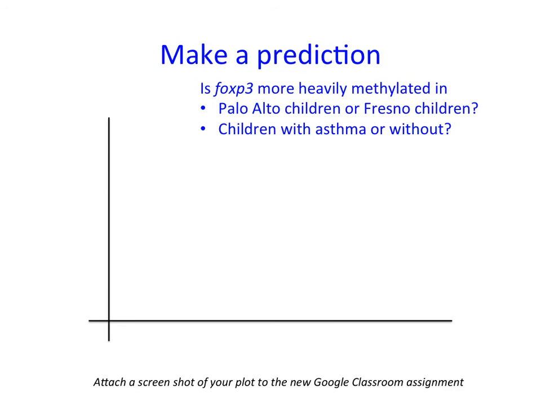So on the next slide, I've got a blank graph here. So I'd like you to draw what you predict. This is all anonymous. I'd like you to draw what you predict this plot will look like when we look at FOXP3 methylation levels. Okay, so really quickly, let's set up the axes first, and then I'd like everybody to plot this. And take a screenshot, submit it to the Google exercise that I posted at the start of class today.